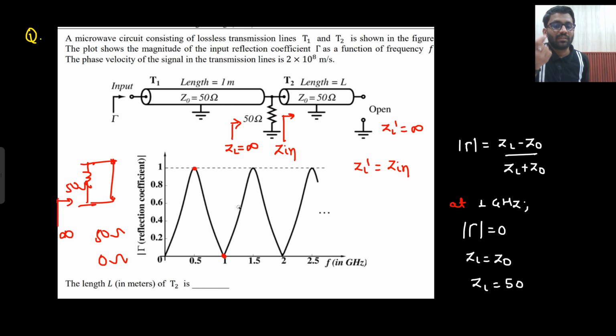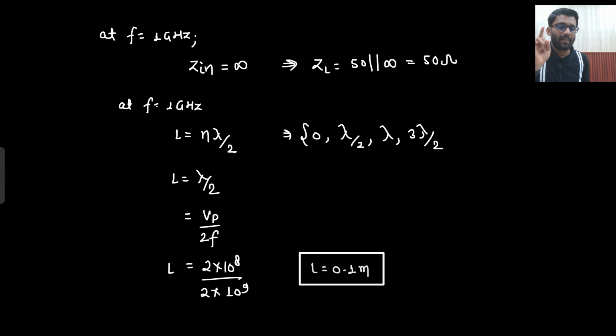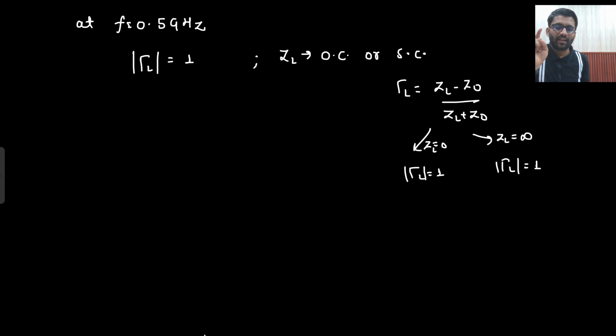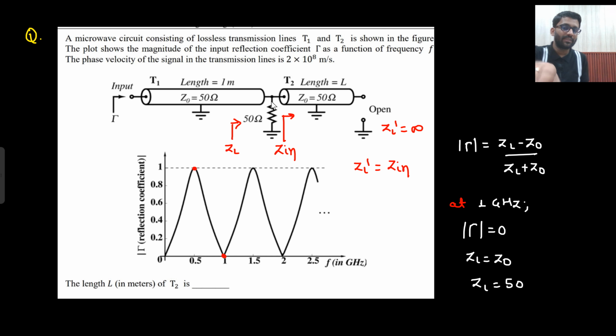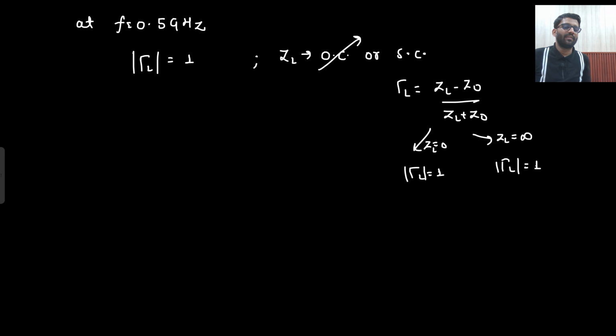So that means your ZL has to be short circuit only. So from here, which conclusion did I make? The conclusion that I made is that open circuit is not possible, because if I say open circuit, that means I need to make this impedance infinity, which is not even possible. So what does it have to be? ZL has to be shorted. So from here, the conclusion you are making is that ZL has to be short circuit.